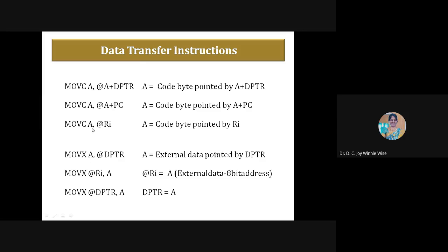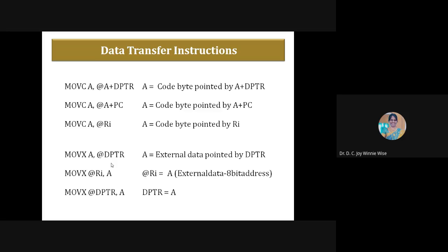Okay. They may ask, what are the three MOVC instructions? C refers to code byte. First, A plus DPTR: the data in this memory location must be transferred to accumulator. The second one is A and program counter added, and data in that memory location is transferred to accumulator. And data referred by @Ri is transferred to accumulator. I refers to 0 to 7, can be R0, R1, R2, R3, R4, R5, R6, and R7.